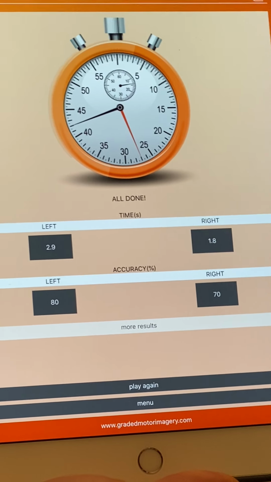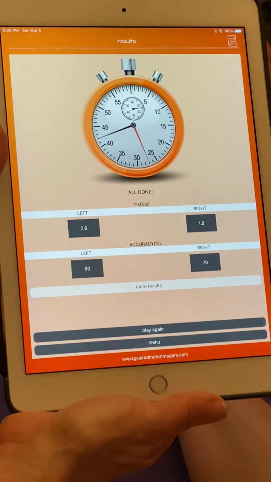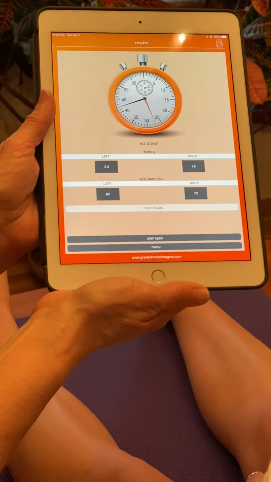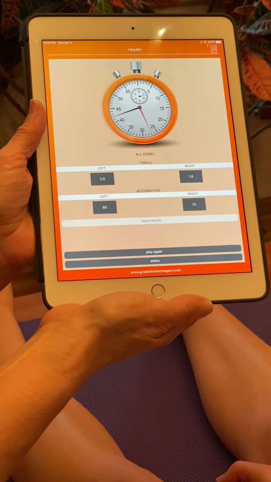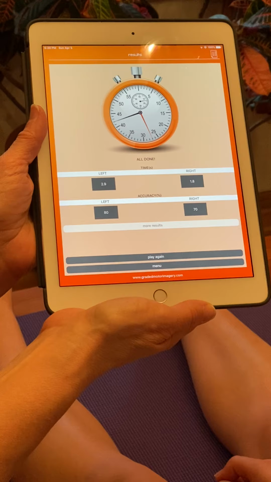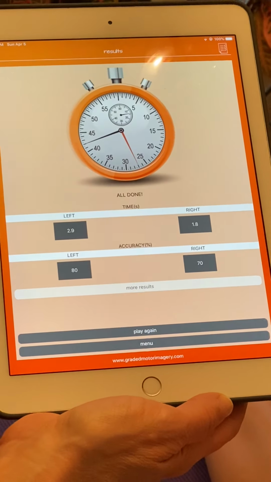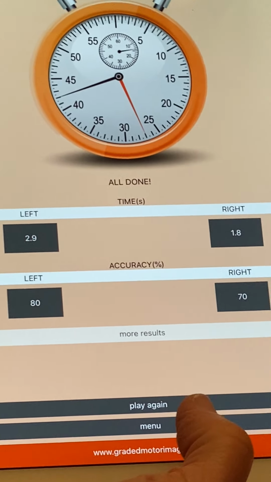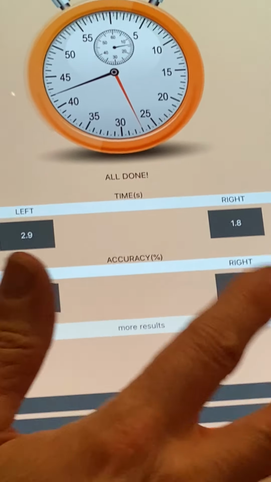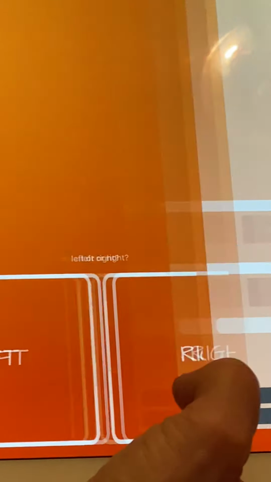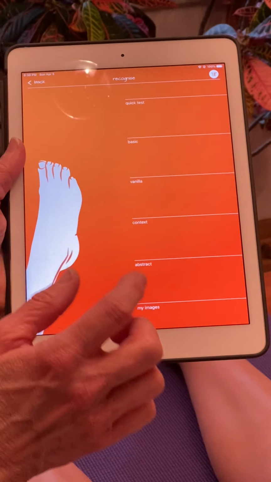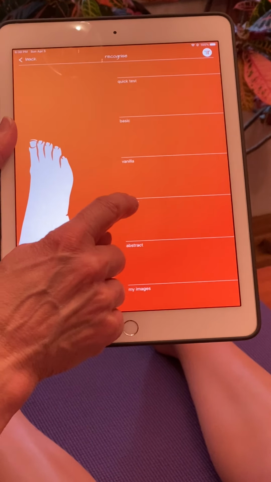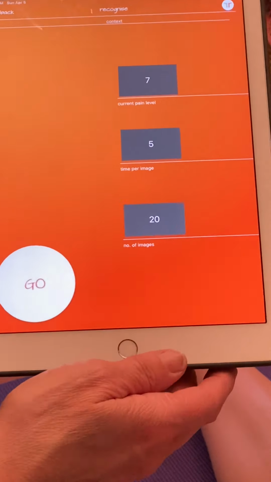And which is your involved side? My right side. So interesting. So what we would do is have her stay at this level and practice this level until she consistently got 80% or higher on each right and left side. So what we're going to do is go back and play again here. But I'm going to show you what the context looks like.